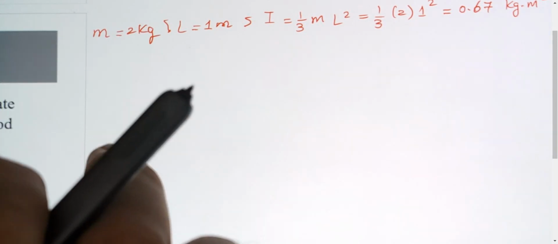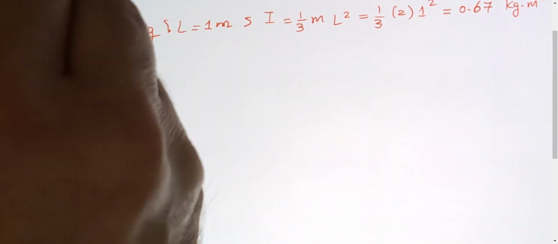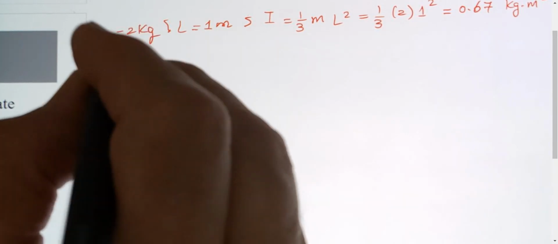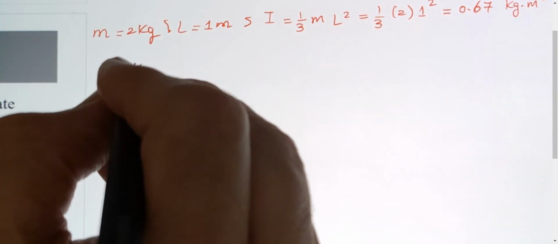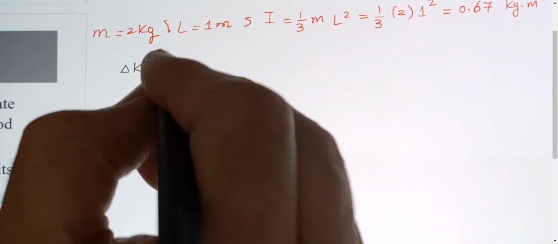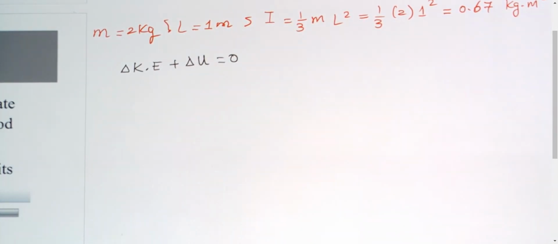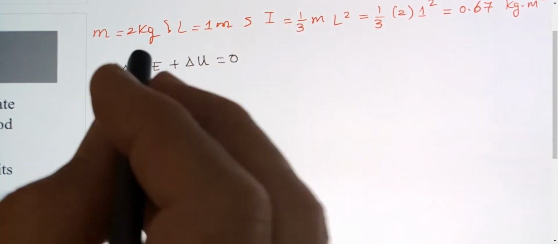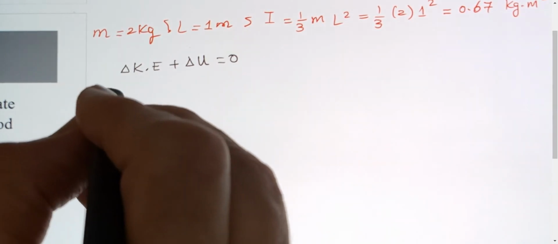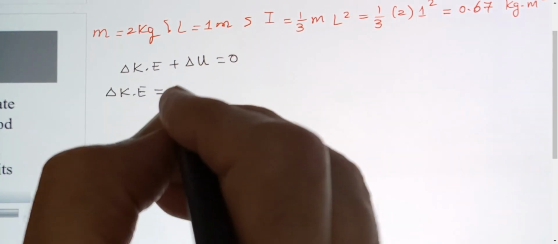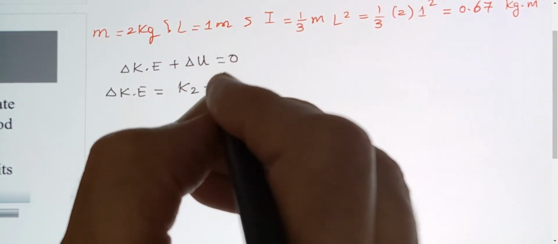Now let's apply the concept of conservation of energy. Conservation of mechanical energy. So that means the change in kinetic energy plus the change in potential energy must equal 0. So let's do it step by step. What's the change in kinetic energy? It is K2 minus K1.